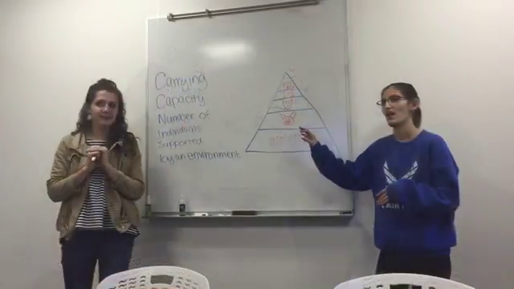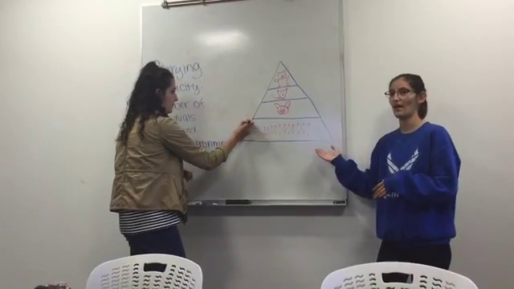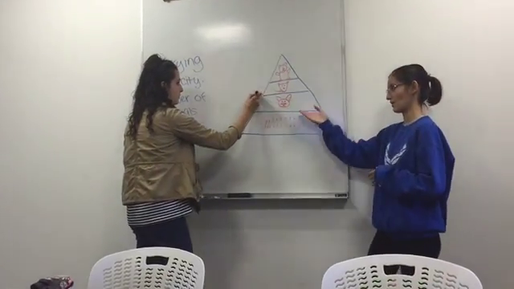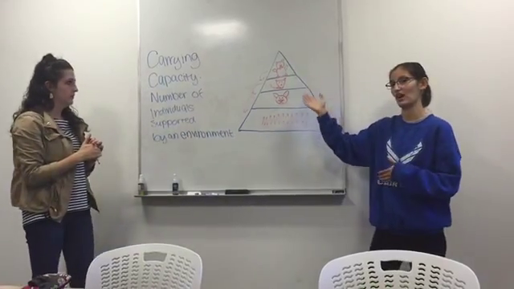I'm going to talk about how each animal in our pyramid depends on the organism below them in order to have food. So the rabbits need grass, foxes need rabbits, and bears need foxes.